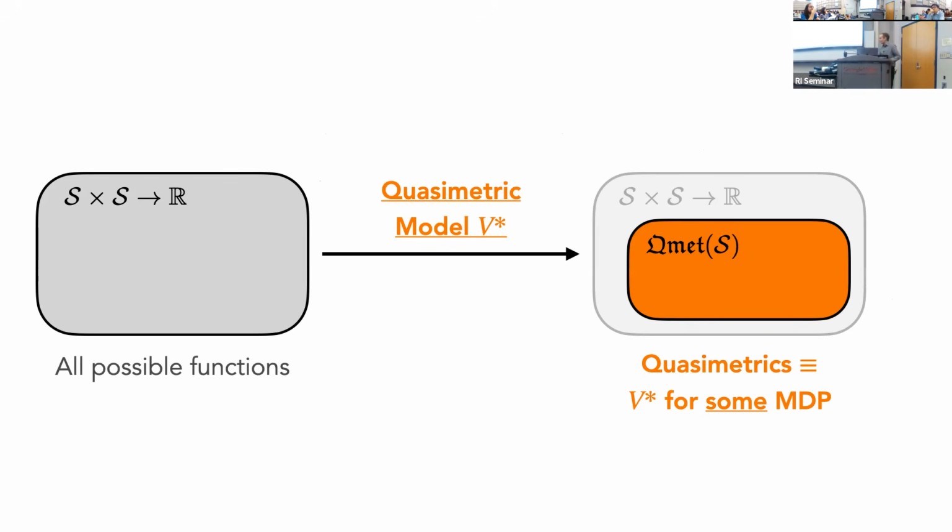Okay, so one more way of looking at it from this kind of function space diagram. We start with the space of all functions, and then we say, no, we'll only consider quasimetrics because we know that our optimal value function is a quasimetric. So now we have a parameterized family of quasimetrics. That was the quasimetric learning slides.